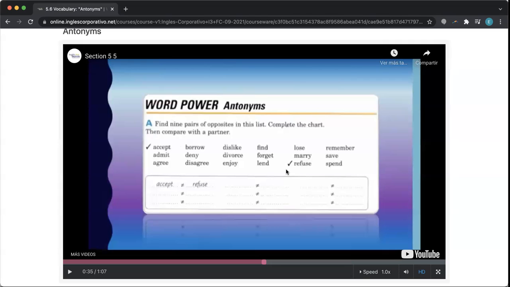I have a question. Yes. Dislike is more the opposite of like. Correct. Dislike and like are opposites. Yes, like and dislike. Like agree and disagree, but I don't know. Correct. Like agree and disagree. Okay. Like possible and impossible. Yes. Any other questions?